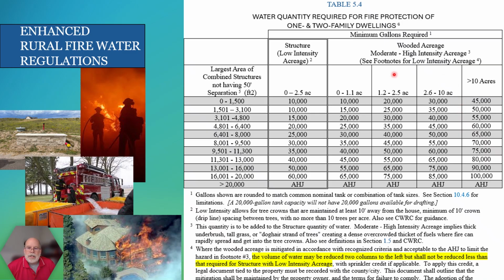So this is a good example of how to apply this table using the credits. Make sure you look at all the footnotes that are applicable, but also make sure that you understand and see the benefit of mitigation and how that's going to help you in your reduced water supply requirements.